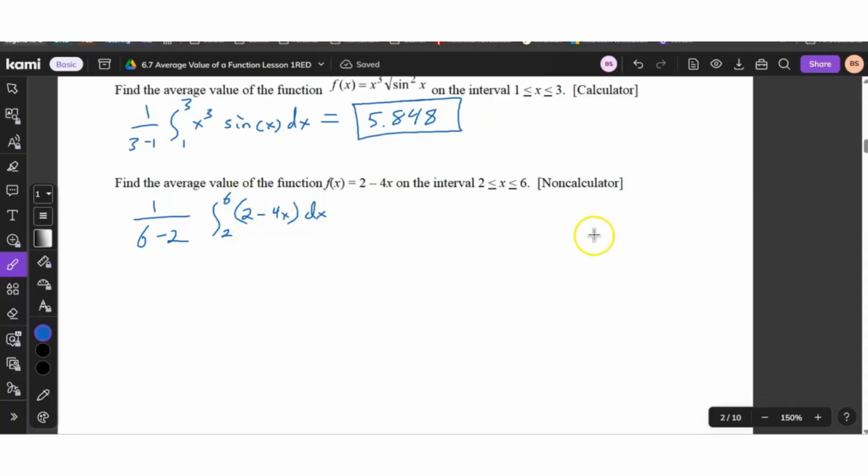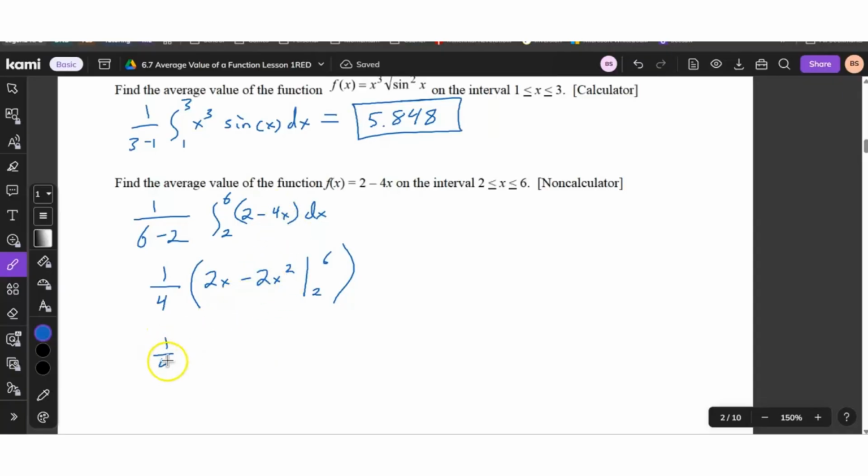All right, this one we're going to do without a calculator. So this one's going to be 1 over 4 times 2x minus 2x squared. How did I get 2x squared? You found the antiderivative. Yeah, right? 4x squared divided by 2 is just 2x squared, right? All right, and then I'm going to evaluate that from 6 to 2. Okay, está bien. What's the problem, Miguel? So 4x squared over 2, right? 4 divided by 2 is just 2.